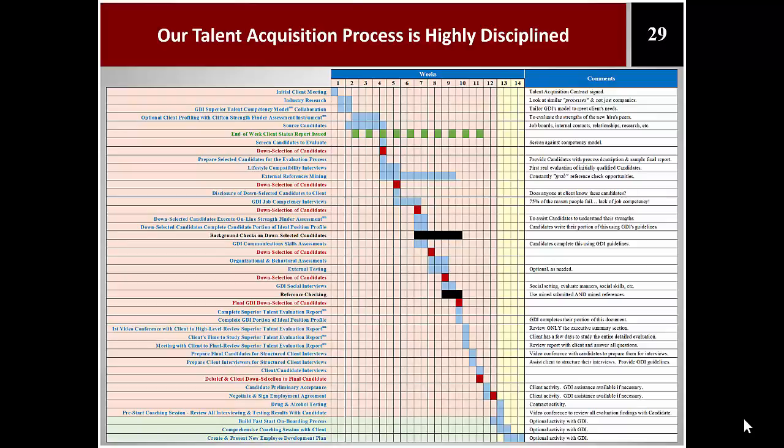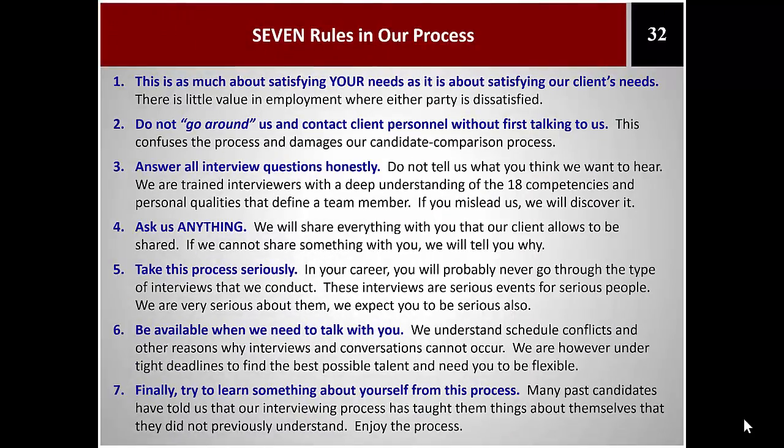We do this process as a retained search, so the client pays us a retainer. It's a consulting fee. It's not a contingent. We are not contingency consulting recruiters. We are talent acquisition professionals that really know what to do, know what questions to ask, and how to find out the background of a person. So again, back to my earlier comment, share everything you can with us because it'll help us to understand you.